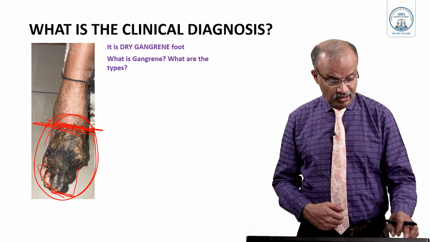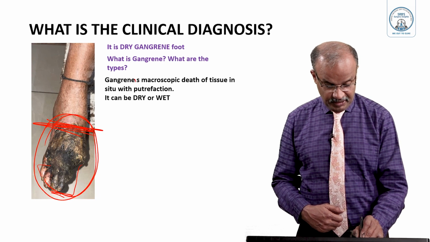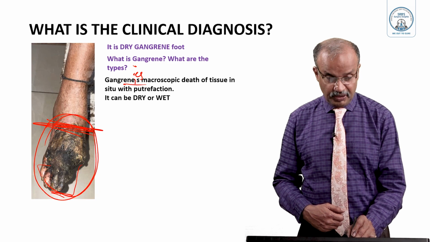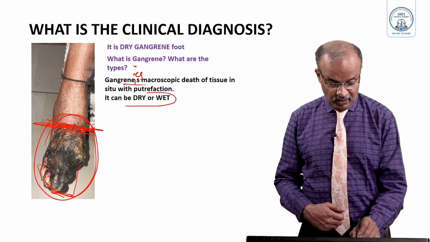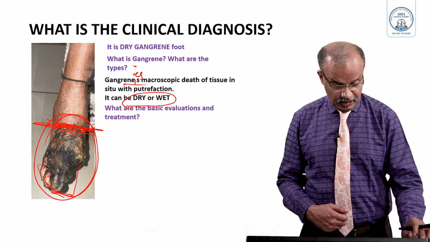And what is gangrene? What are the types? Already told, it is macroscopic death of tissue in situ with putrefaction. It can be dry or wet. What are the basic evaluation and treatment?